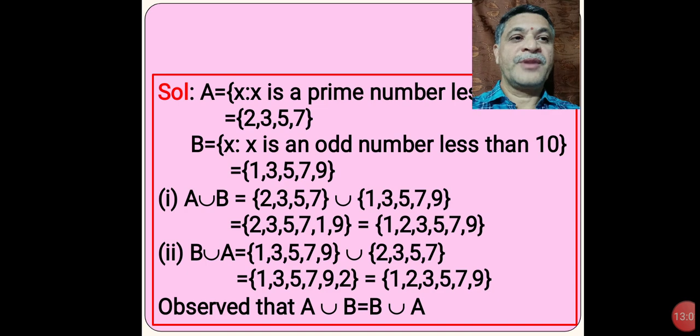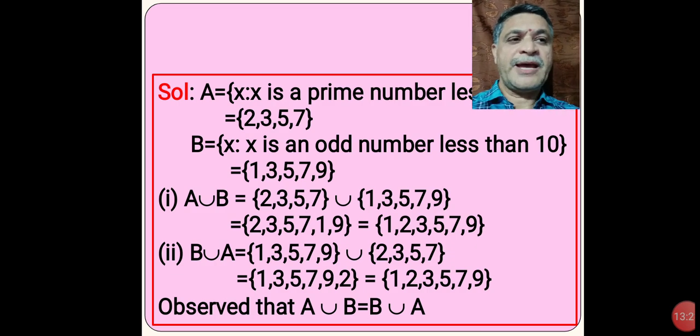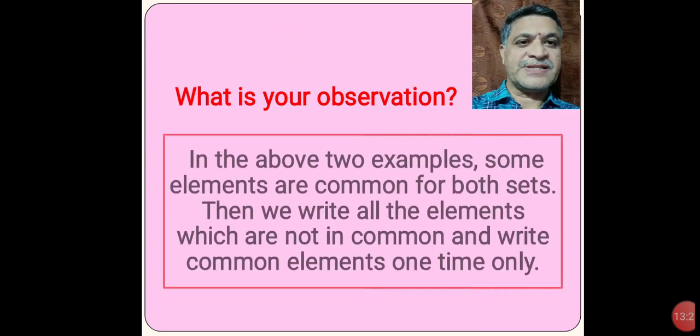A union B is equal to B union A is the commutative law. And (A union B) union C is equal to A union (B union C) is the associative law. So sets follow these two laws, commutative and associative laws. Remember these points. This is more information about these calculations.